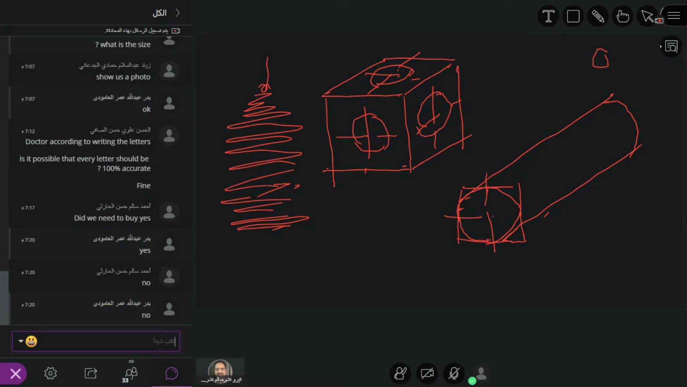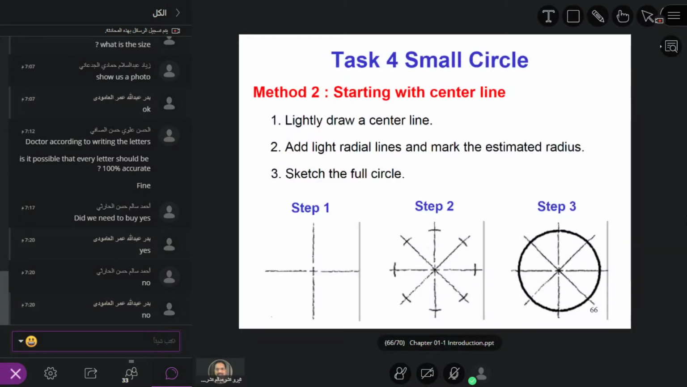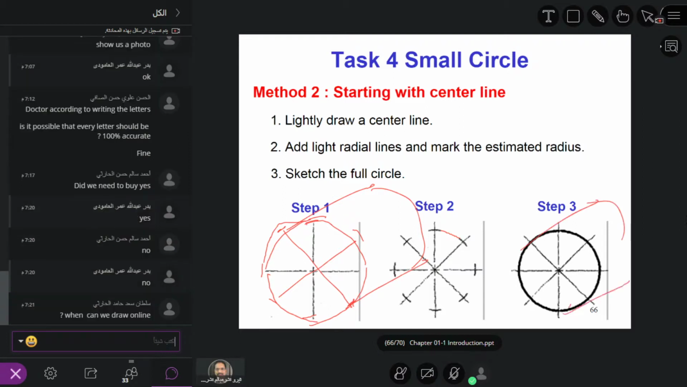Let me continue here. So a small circle, how can you make it? Either way you can make it. Just go through this, and then draw another one, and mark the lines here. Okay, so you join it, and you get a circle. See? So this is the technique.